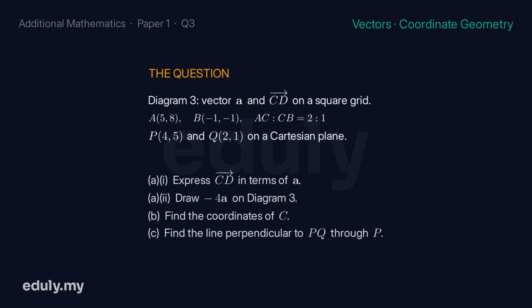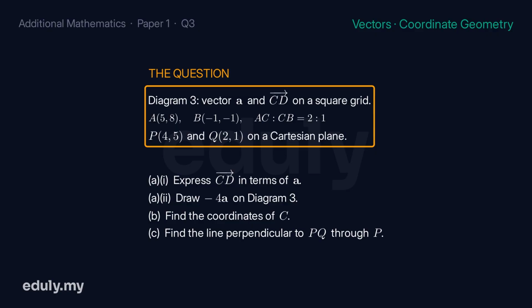Let's read question 3. It has 3 parts. Part A uses a square grid with 2 vectors. Part B is a point dividing a line in a given ratio. And Part C asks for a perpendicular line through a given point.